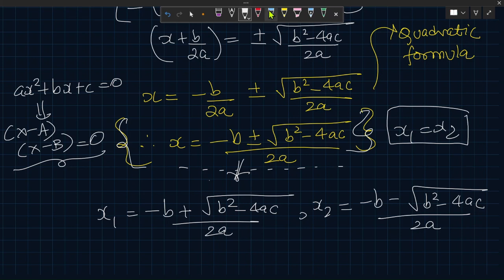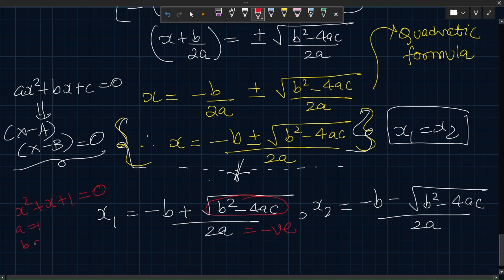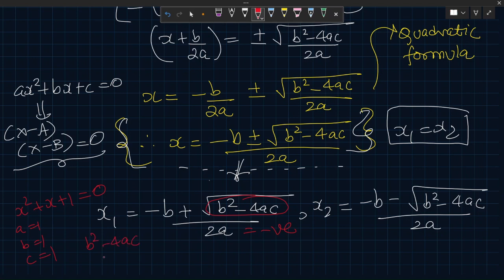Okay, note that this number could be negative. Suppose we have x square plus x plus 1 equal to 0. Here a is 1, b is 1, c is also 1. So b square minus 4ac is just 1 square, which is 1, minus 4 into a into c, 4 into 1 into 1, it's 4, it's minus 3. And now what is the square root of minus 3?